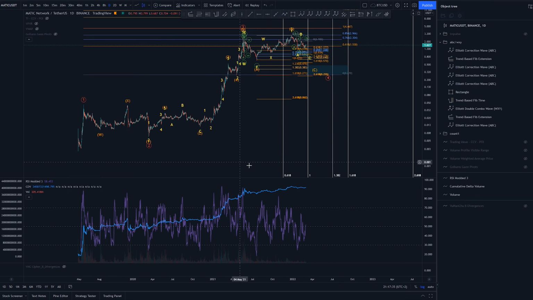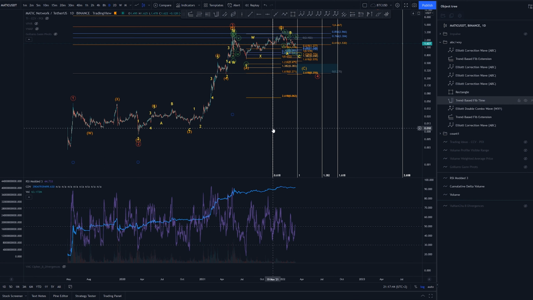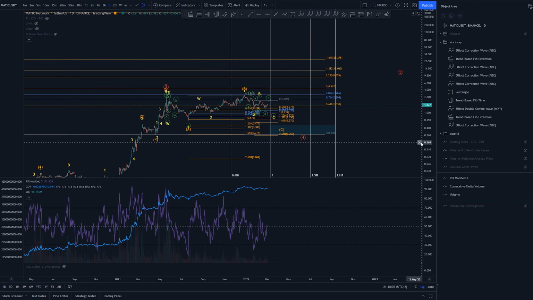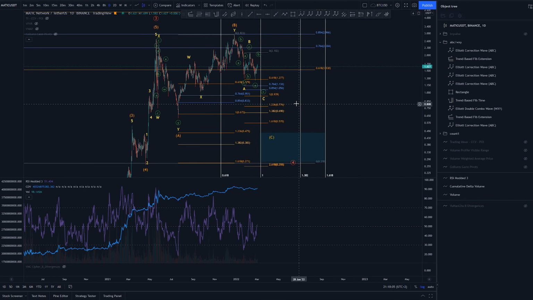Again, this time is pulled from primary 1 to 2 and then pulled to the wave 3 time, so around 19th of May 2021. These wave 4s usually take at least the same amount of time as the wave 2, and we are almost there time-wise.